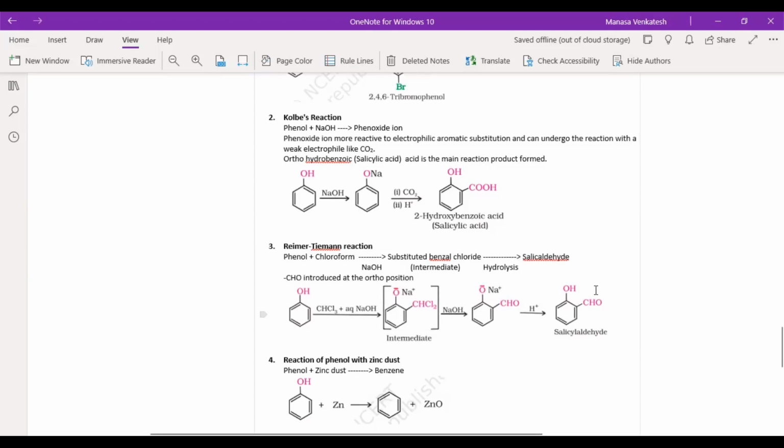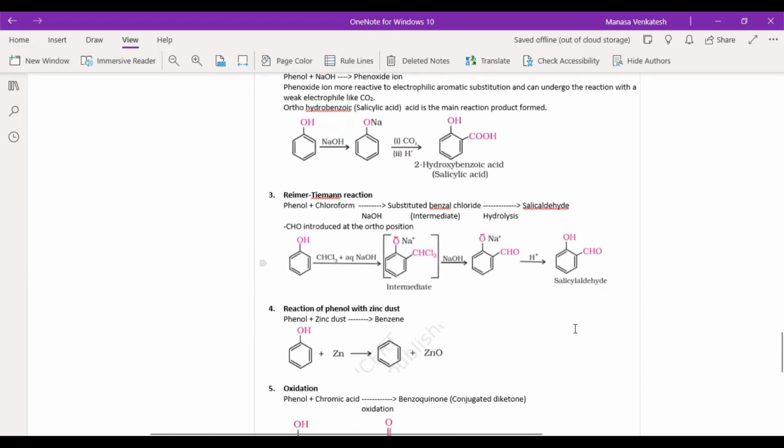When it's COOH, it is salicylic acid. When it's CHO, it is salicylaldehyde. So you have chloroform and aqueous NaOH to give us the intermediate. So you have CHCl2 just getting added over here. And after that, in the presence of NaOH, it's leading to the formation of CHO, that's an aldehyde. And the ONa has to get converted back to OH to give us salicylaldehyde. And this is done in the presence of an acid.